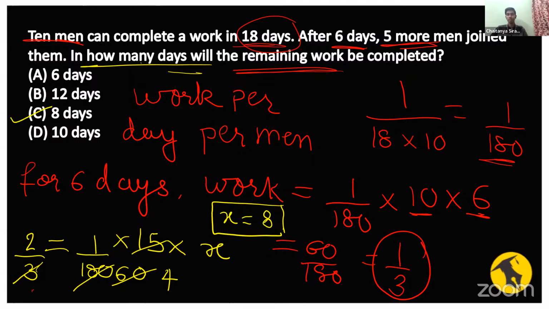Correct answer is option C. You just need to find the work efficiency per day per man, and then simply go with the flow of the question and you will get the answer.